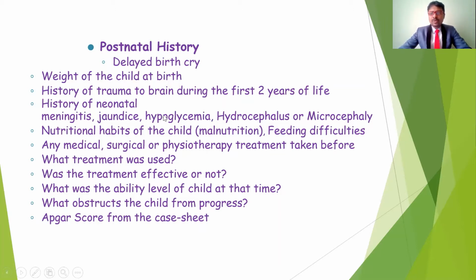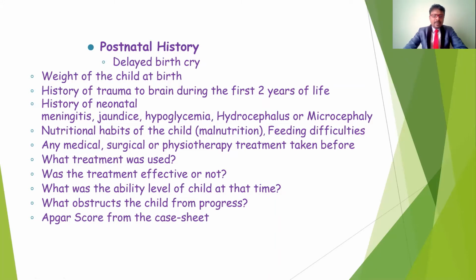So we have to know, before the patient comes to your clinic or hospital, was the treatment effective or not? What was the ability level of the child at the time? If you know the normal milestone development, we can predict which one is normal and which one is abnormal. So we can easily compare the milestone development. And also what obstructs the child from progress. What is the child's progression? Are there any restrictions or obstructions in the progression of the child?